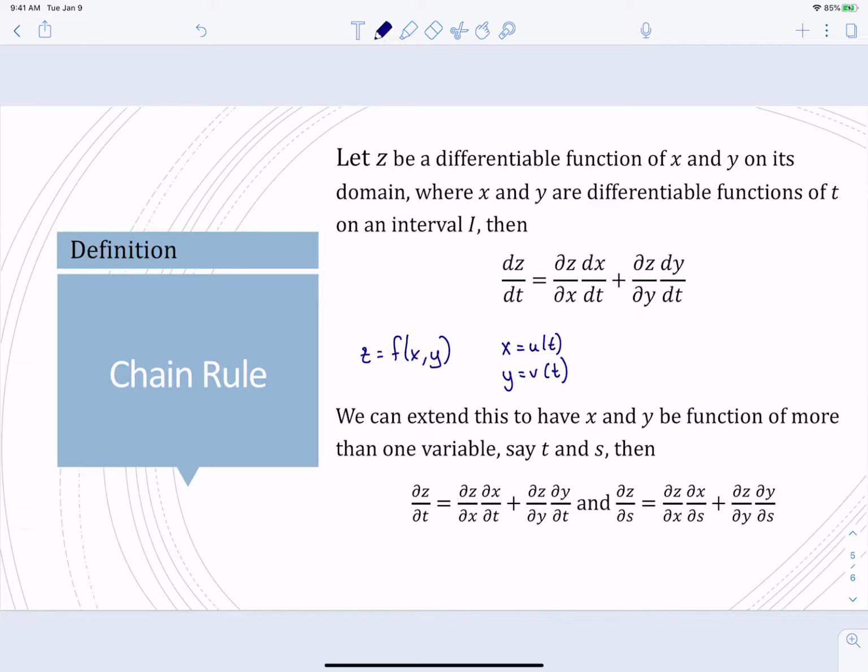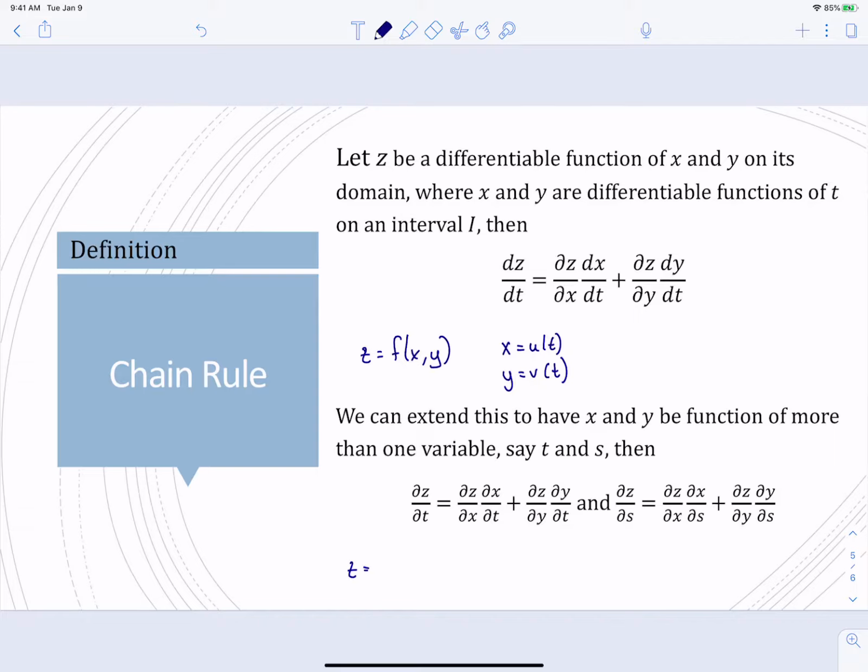And so here's our definition. But what I really like to do is to draw those tree diagrams once I see what my variables are and how everything connects up. We'll do this here where we've got some more variables to show why that makes a little bit more sense. So we can extend this so that x and y can be a function of more than one variable. They could be a function of, say, s and t.